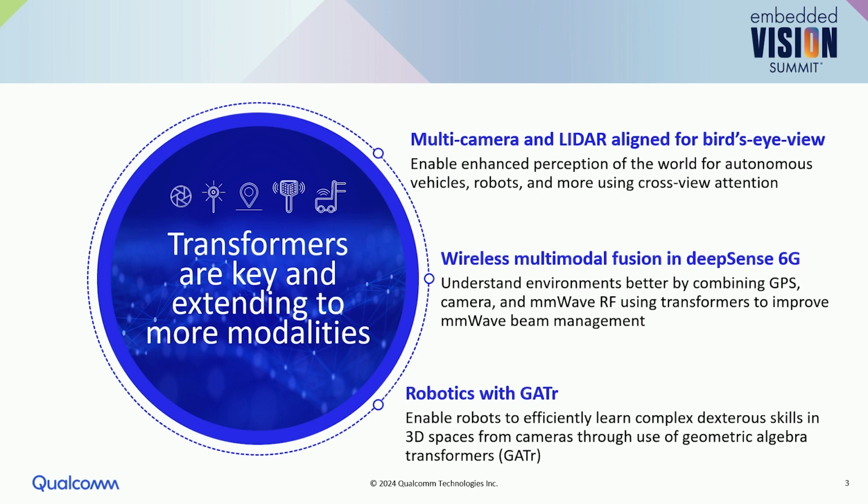And also, many of you probably know Qualcomm is a world-leading wireless company. We are also applying a lot of AI transformer architecture in the wireless space in terms of understanding the radio propagation environment, right? By combining GPS, camera, and radio frequency signals using transformers, we can improve wireless communication effectively.